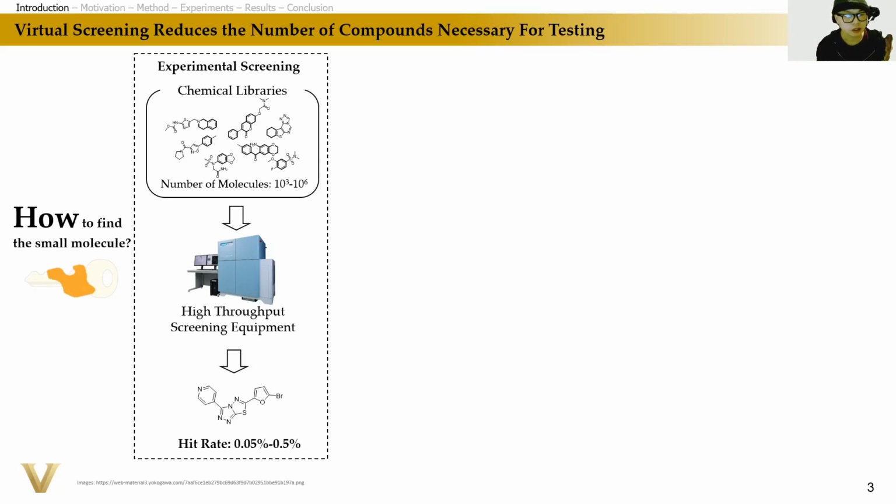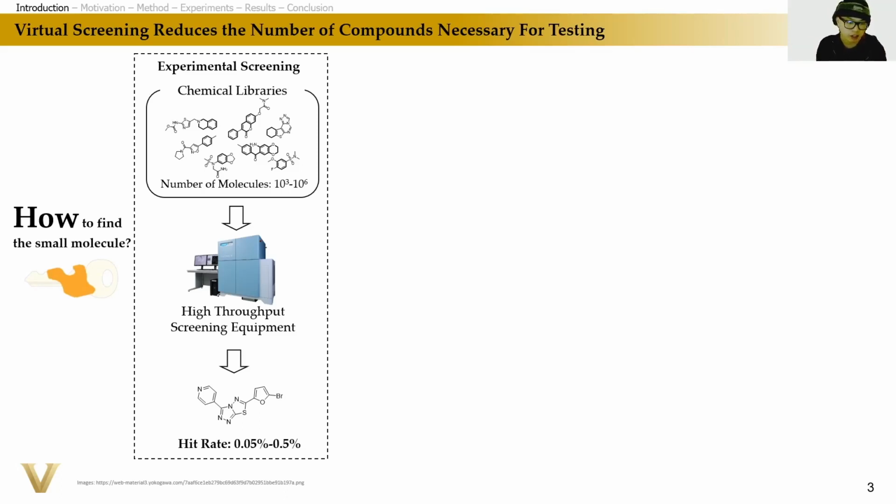Traditionally, scientists will use some automated equipment like this high-throughput screening equipment to screen through large chemical libraries. However, this process is very expensive, and also the hit rate of finding promising molecules is really low, usually estimated to be less than 1%.